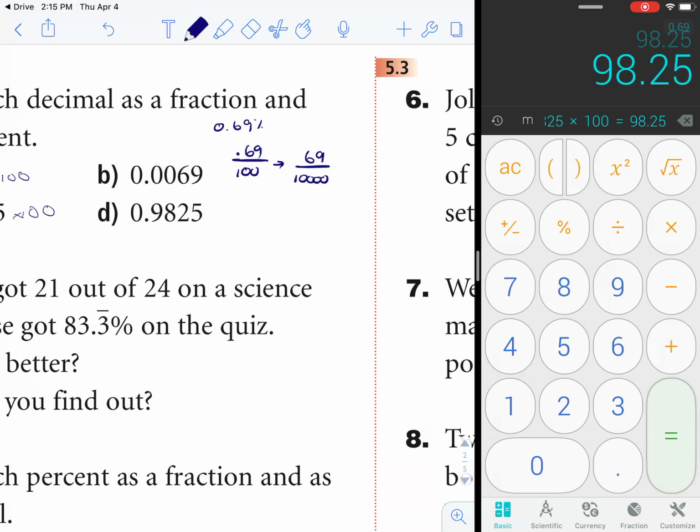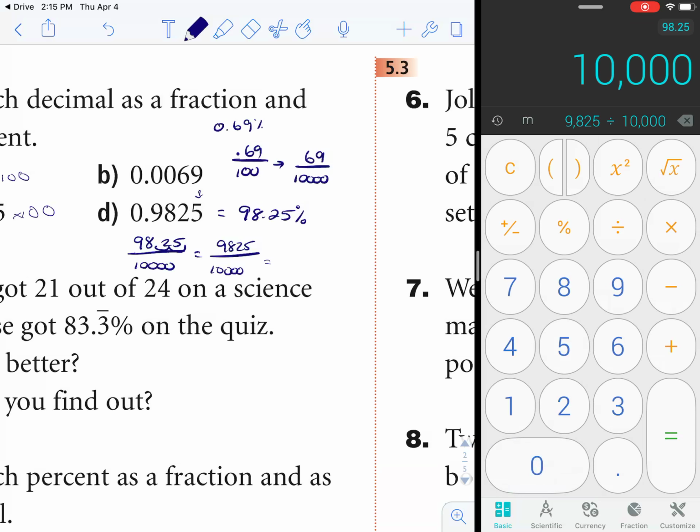0.9825 times 100. This is 98.25%. Now again, percent, you can change that to 98.25 out of 100. We have to move the decimal twice, so we add in 2 zeros. So we really have 98.25 out of 10,000. The other way you can look at it is the 5 is in the 10,000th column, so we know that it's going to be 9825 out of 10,000. Now check to make sure your calculation lines up with the original, and we can reduce this.